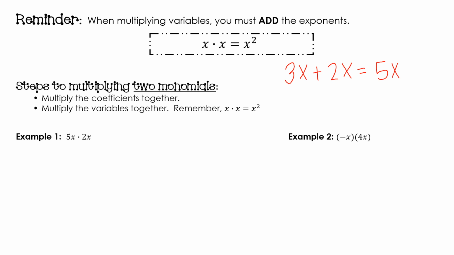So when you're multiplying two monomials together, just like example 1, you're multiplying the coefficients together and then you're multiplying the variables together. So for example 1, I would multiply 5 times 2, which would give me 10, and then x times x is x squared. For example 2, the coefficient of negative x would be a negative 1. So I'm multiplying negative 1 times 4, which would be negative 4. And then again, x times x, which is x squared.